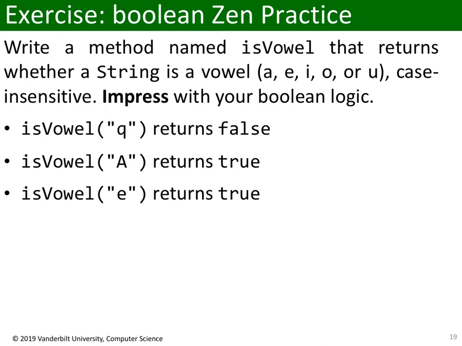So let's do some Boolean method writing practice. So let's write a method which is named isVowel and returns whether a string is a vowel. And this should be case insensitive, so a capital A is a vowel just as much as lowercase a. Really try to write good Boolean logic and a clean method. So as example runs, isVowel given the string lowercase q should return false. IsVowel given uppercase A should return true. IsVowel given lowercase e should return true as well. So pause here and write out a method which you believe will accomplish this functionality and return a Boolean which is true if the string passed to the method is a vowel and false otherwise.